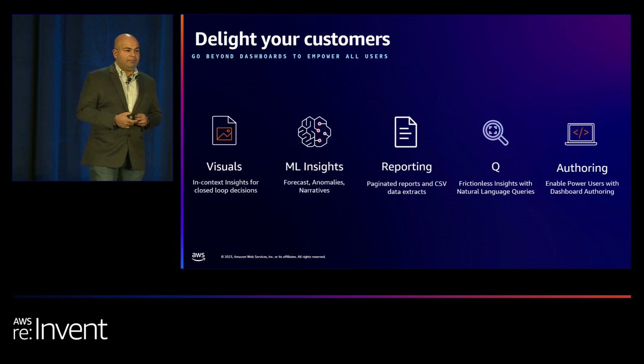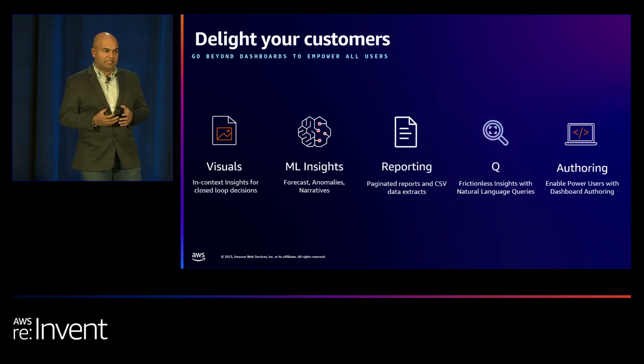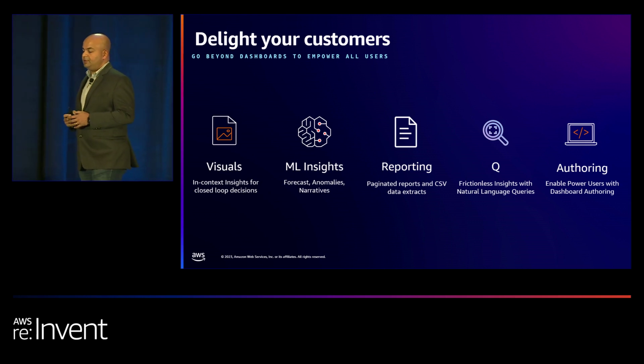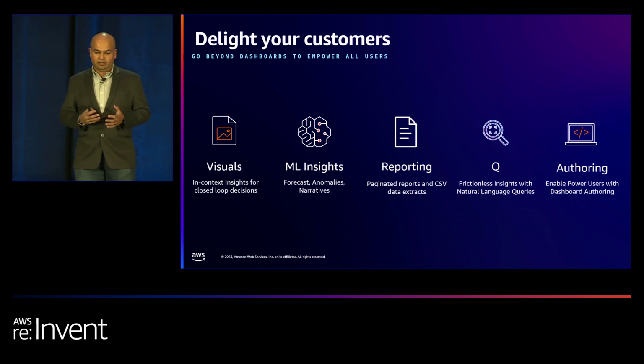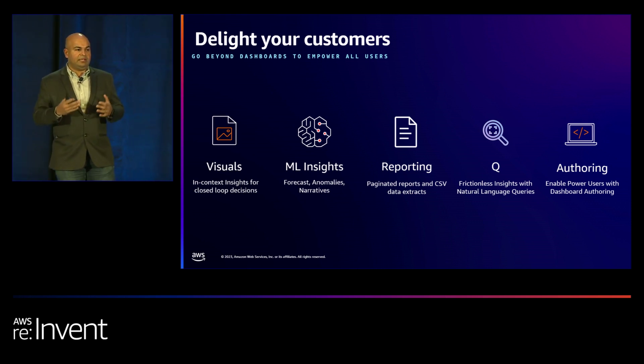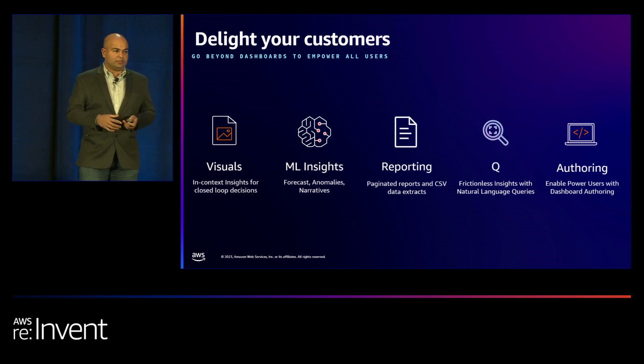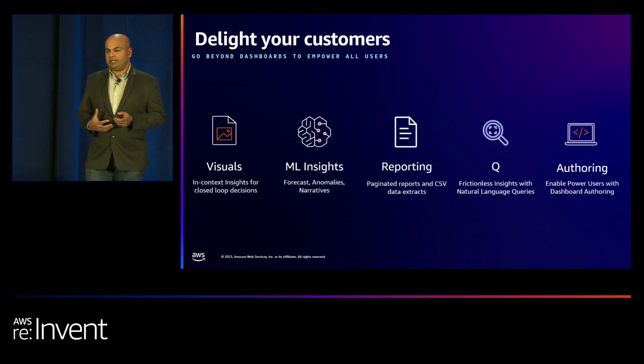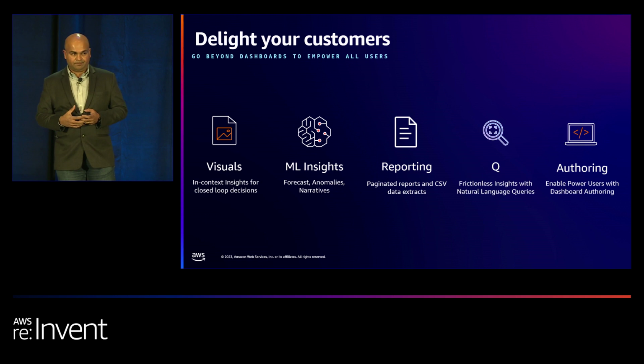Now, when we say embedded analytics, we don't just mean dashboards, like I said earlier. You can do visuals, which means that you can put in key KPIs, key metrics for users right where they are. So you don't want users to navigate to a whole different interface. You want this to be in the spaces that they are in. You can add ML-powered insights, so whether you want to bring in something from SageMaker or use QuickSight's anomaly detection and forecasting capabilities to present that to users, all of that is possible.